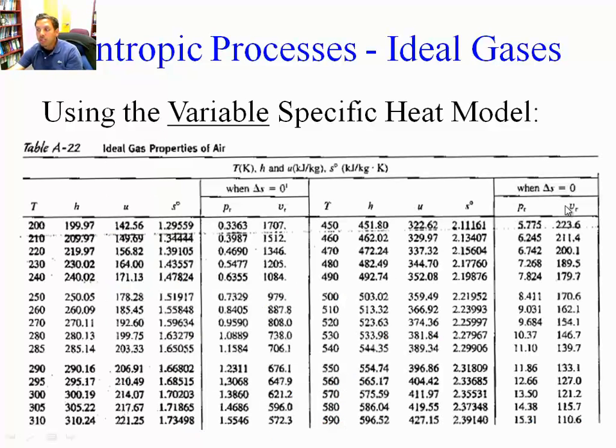Let's go to that table again and notice, again, we go in with the temperature and subtract H, which is only a function of temperature, U, which is only a function of temperature, S0, not the entropy, but that entropy component that is only a function of temperature. We can extract PR and VR, but notice that those are only useful when the change in entropy from one state to another is equal to 0, only for isentropic processes.